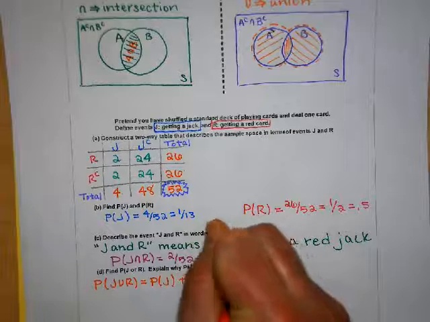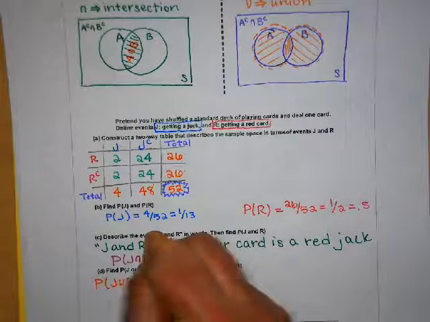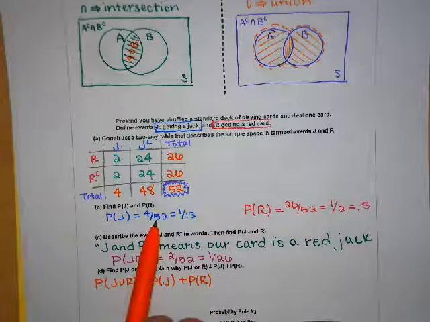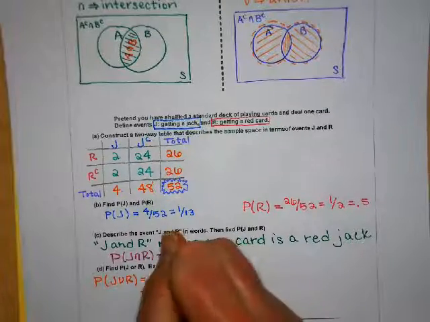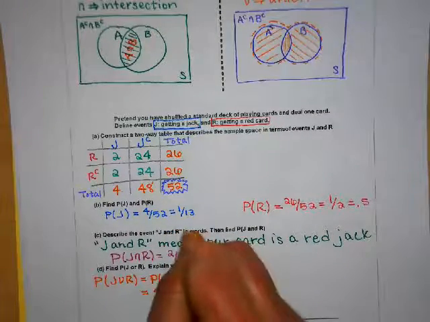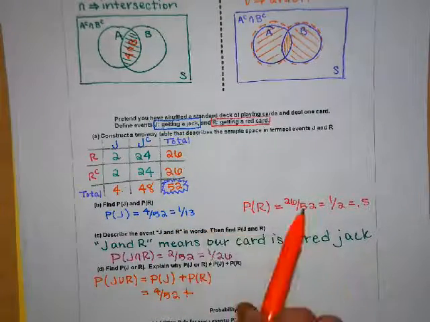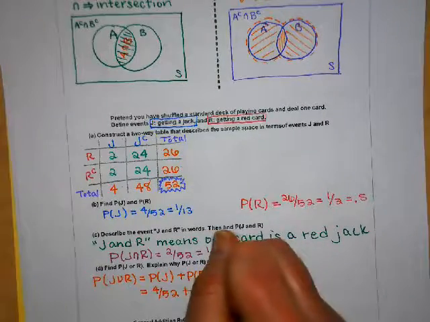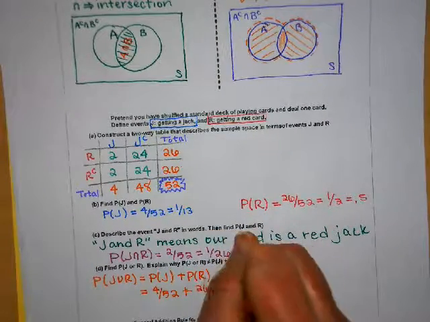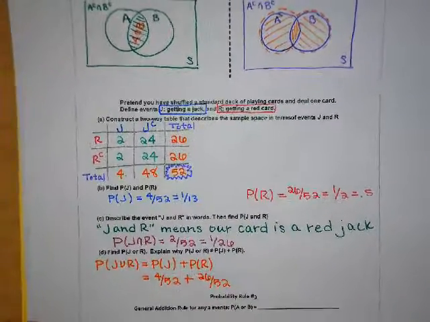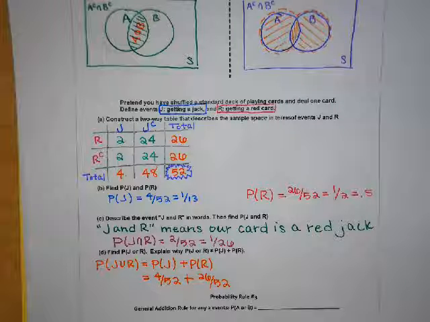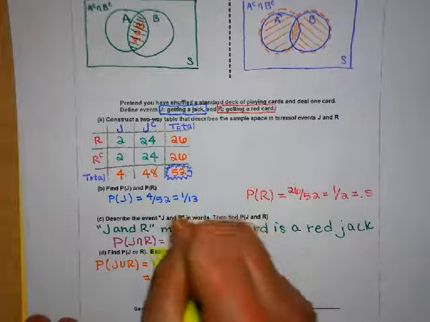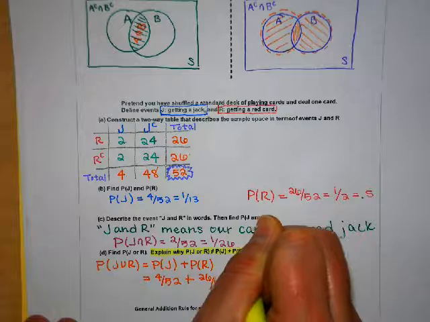Probability of J, 4 out of 52. Probability of R, 26 out of 52. Which would give me 30 out of 52. Now, I kind of gave it away if you read. I said, explain why P of J or R does not equal P of J plus P of R.